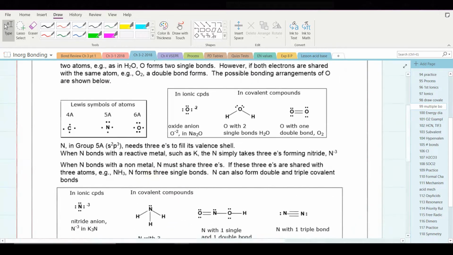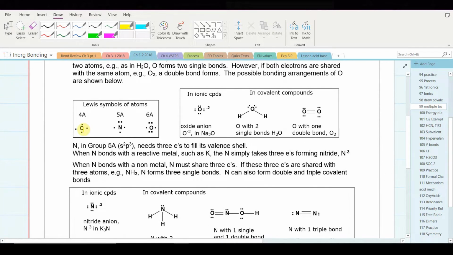Let's review briefly. Here are the Lewis symbols of carbon, group 4A, nitrogen, group 5A, oxygen, group 6A. Let's consider oxygen first. Oxygen is a reactive nonmetal. If it's bonded with a metal, it will often take 2 electrons from it and simply form an oxide anion in an ionic compound. But when oxygen is bonded with nonmetals, it generally can't take electrons, and the only way to fill its valence shell is to share 2 electrons, and we've seen that it can form 2 single bonds to fill the valence shell with 8 electrons, or 1 double bond.